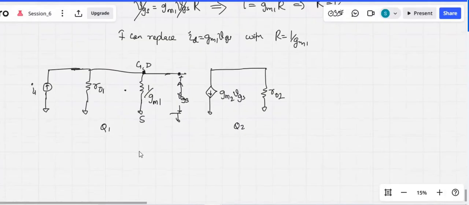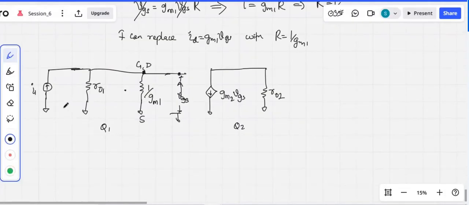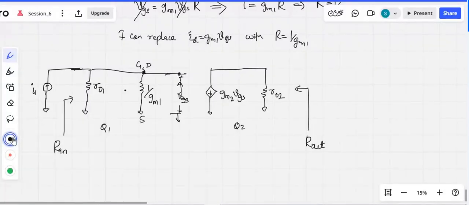Now once I know all these things, it becomes easy to calculate the other properties of my current source. Looking from the input side, I can calculate the input resistance, and looking from the output side, I can calculate my output resistance. So I can easily say that R in is nothing but RO1 parallel 1 over GM1. Now you know why I replaced this with a resistance: to calculate the input resistance, if I replace the dependent current source with a simple resistance, I can club the entire input resistance together in this form.